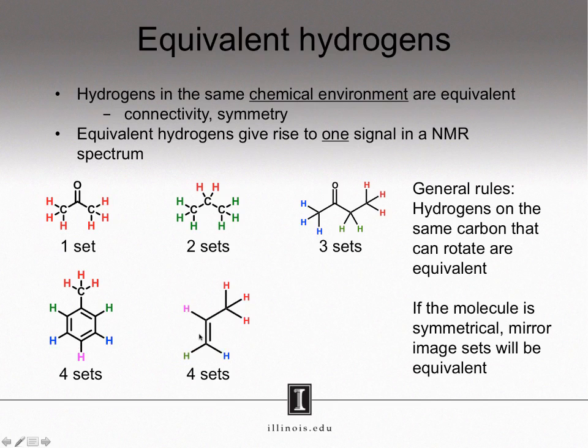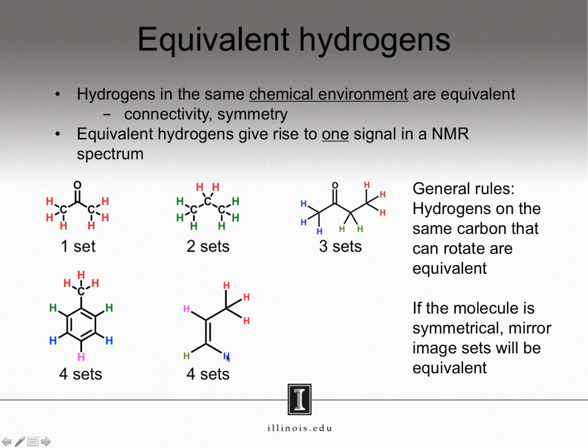Here I have an alkene. This alkene has 4 sets of equivalent protons. I have these red protons that are part of a methyl group, and I have these purple, green, and blue protons attached to the alkene. Previously, I stated that if hydrogens are on the same carbon, they are equivalent. Yet this green and blue proton have been labeled as being different.